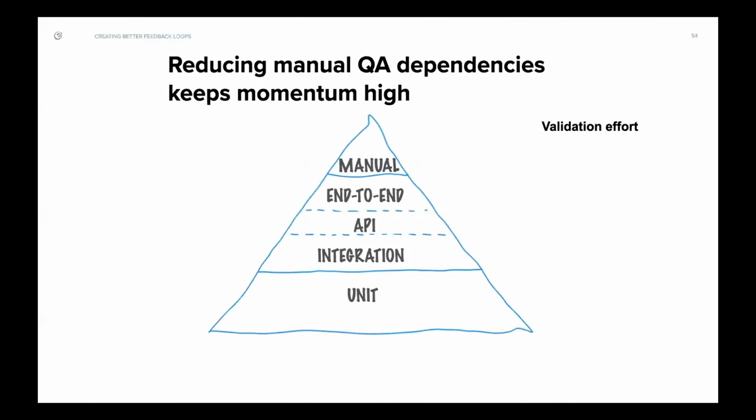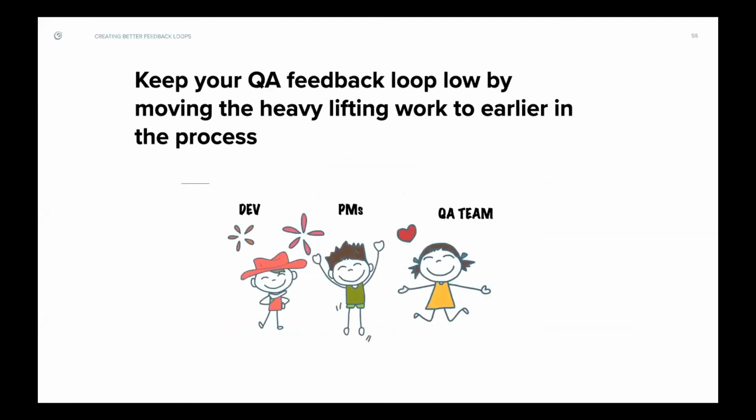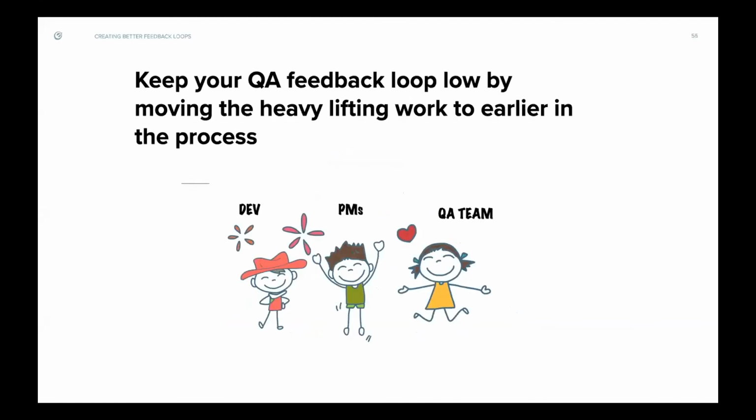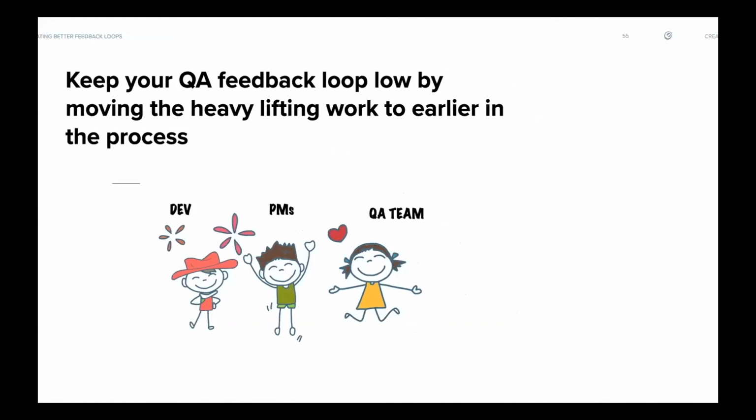So going back to this, when you can invert that ice cream cone and make it more of a test pyramid, you turn this into a much simpler validation effort, and things become a lot quicker as part of this feedback loop. You share the love with all of your team, including the dev, product managers, and the QA team.